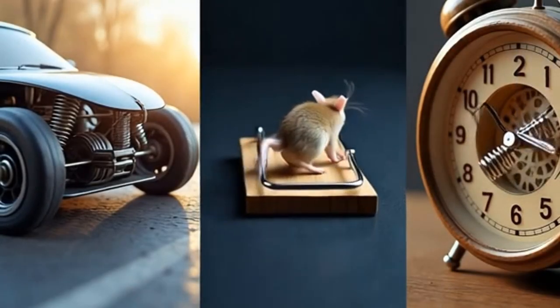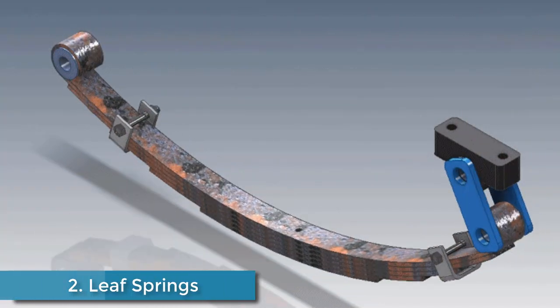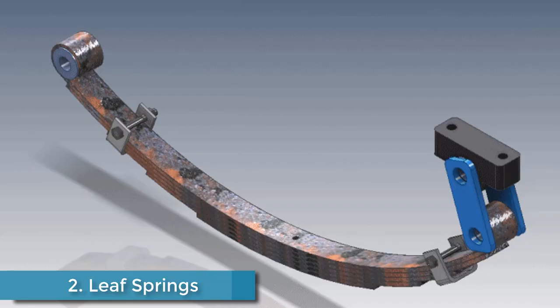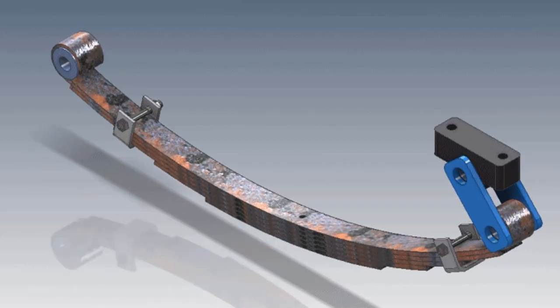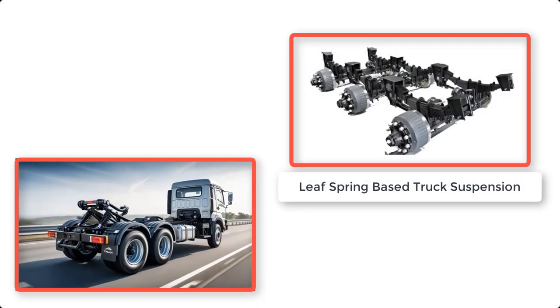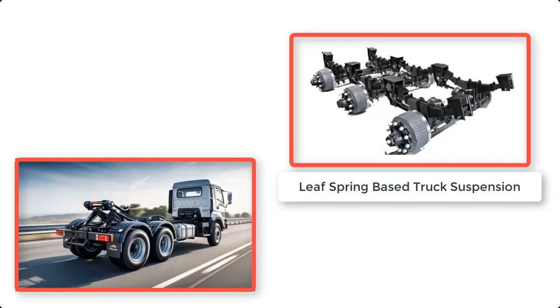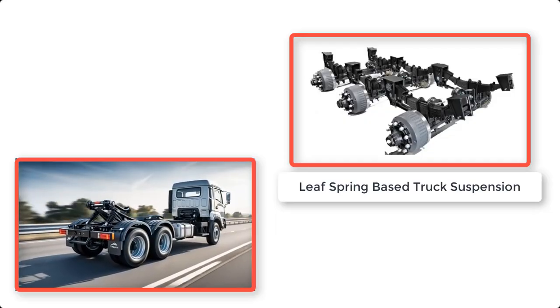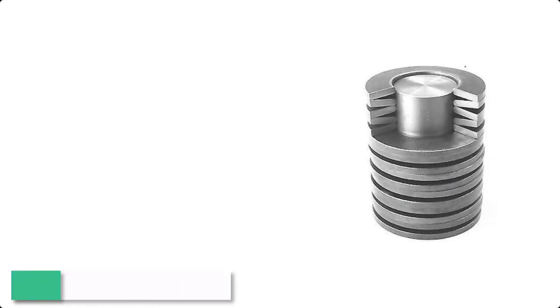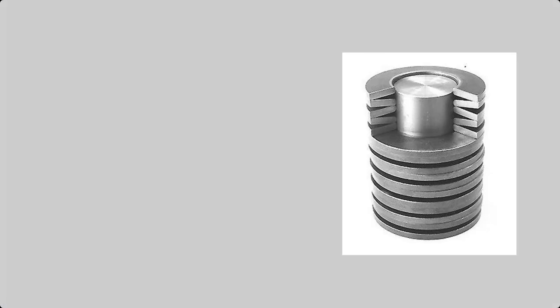Next, we have leaf springs. These are long, stacked metal strips that flex under pressure. Mostly found in vehicle suspensions, leaf springs can handle heavy loads efficiently. A slow-motion truck suspension bouncing over rough terrain. They're simple, robust, and perfect for heavy-duty applications like trucks and railway carriages. Now meet the disc spring, also known as the Belleville spring. These conical-shaped springs are stacked in industrial machinery to handle high loads while occupying minimal space.